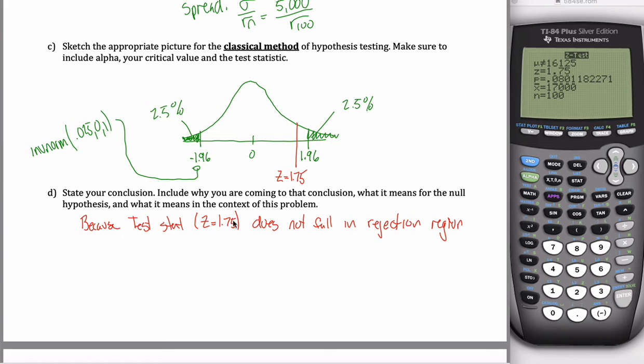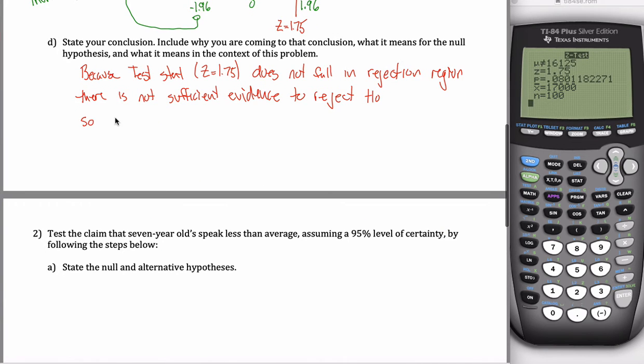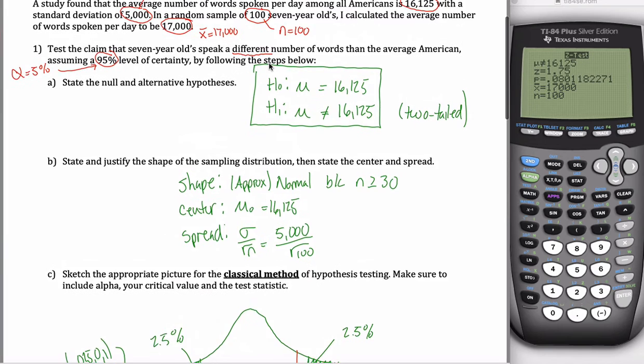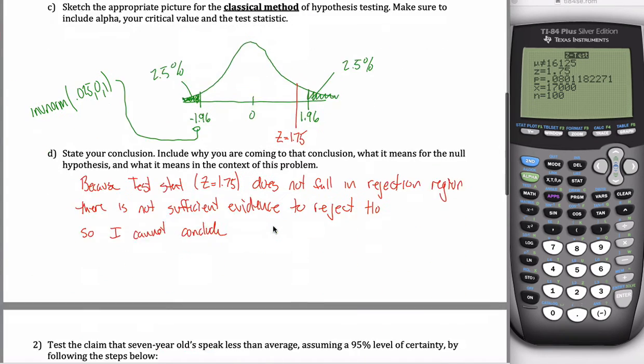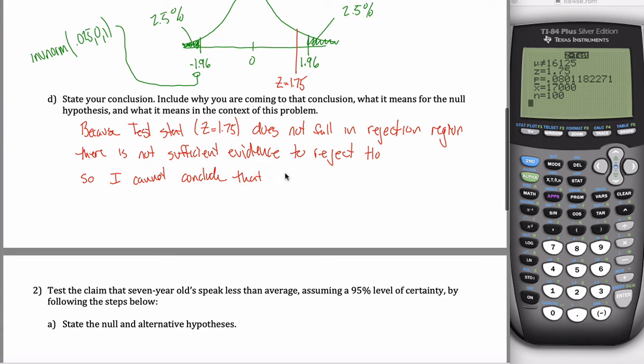well, what that means is there's not sufficient evidence to reject the null hypothesis. And if there's not enough evidence to reject the null hypothesis, then you cannot say that the claim is true. So I cannot conclude that, let's see, the original claim was that 7-year-olds speak a different number of words. So I can't conclude that they do that. 7-year-olds, sure, speak a different amount of words than everybody else. I guess that's implied. Something like that. Three things: why you're doing what you're doing, what that means for the null, what that means in the context of this problem.